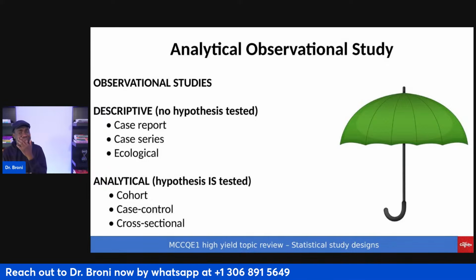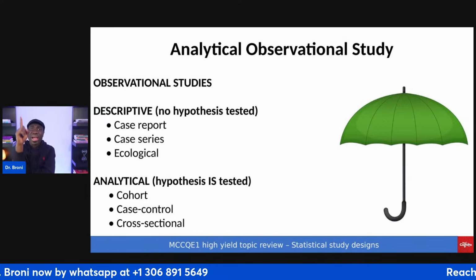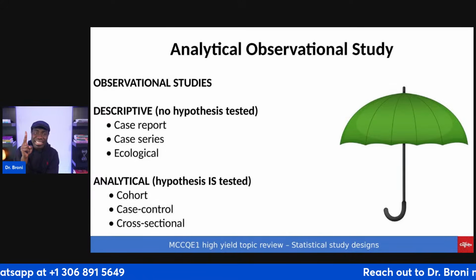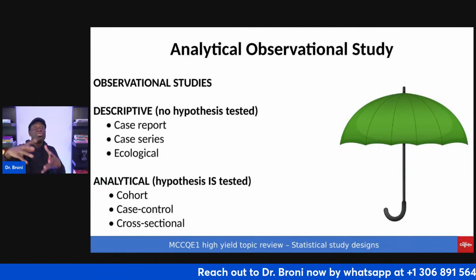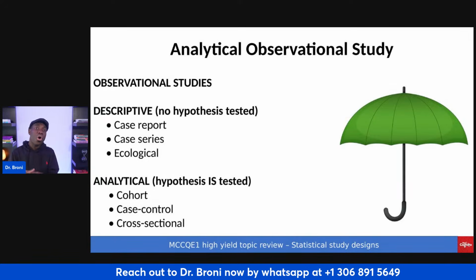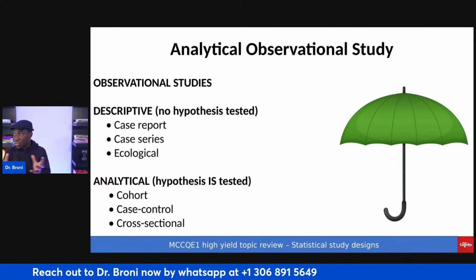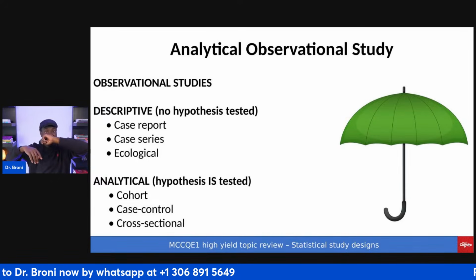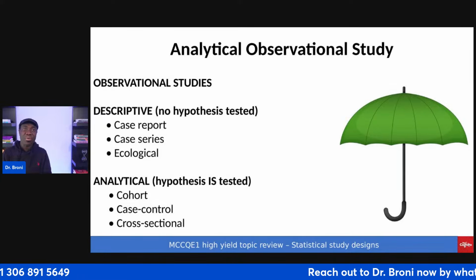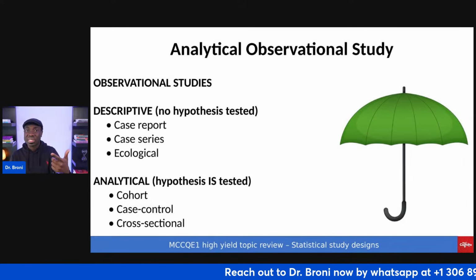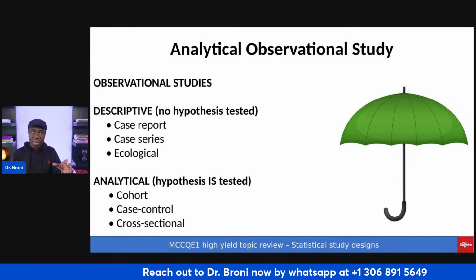So in descriptive studies, that's where you get a case report, where you write something on just one person. The case series, where you write something on a particular medical condition in a group of people, okay? Or ecological study, where you study people who live in a particular area and then you write something about them. Or the analytical type, where you have the cohort study, the case control study, the cross-sectional study, okay?